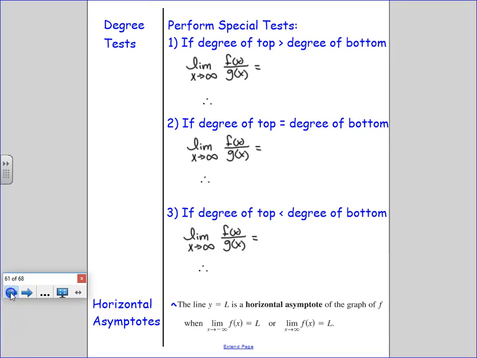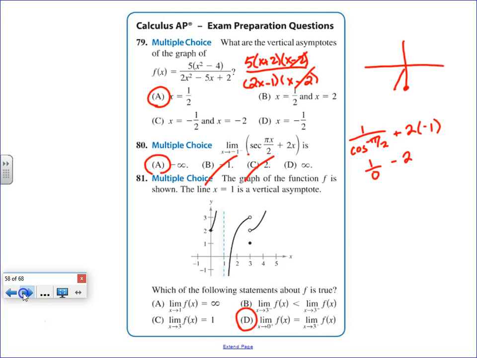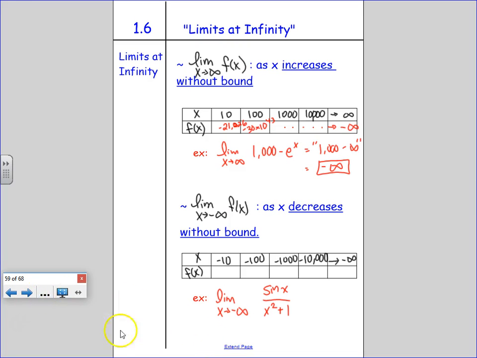Sine of x over x squared plus 1. What'd you guys get at negative 10? 20.0054? Oh, 1.